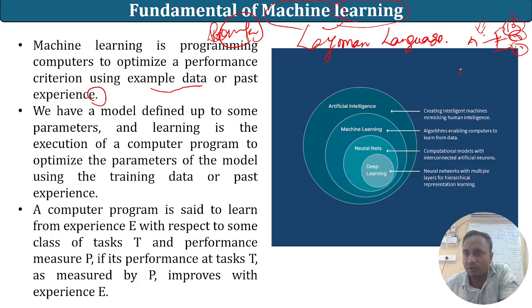And for the second person, third person, fourth person, also some characteristic will be there. Then we'll say these are the data that is going to be available, and for this characteristic, how many persons are going to be happy, how many are going to be sad, or something like that. We have a model defined up to some parameters, and then we execute the computer program to optimize the parameters to the training data set or past data experiments.